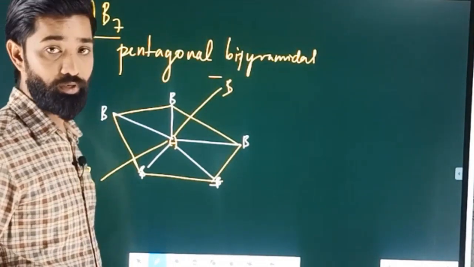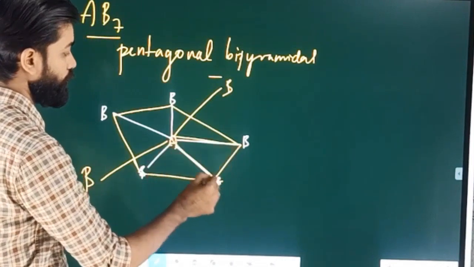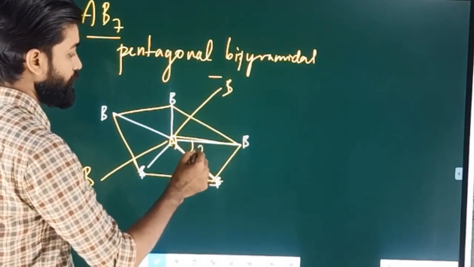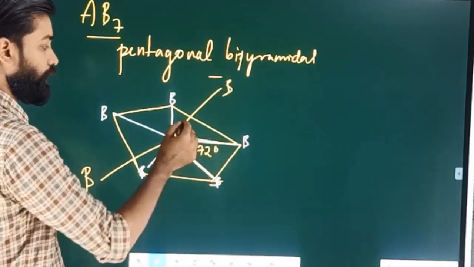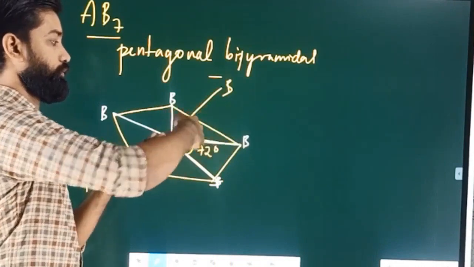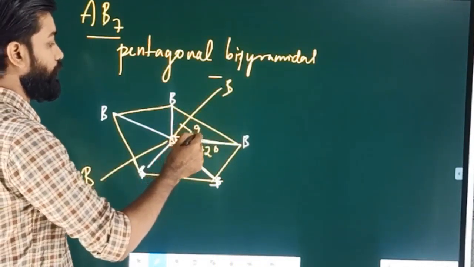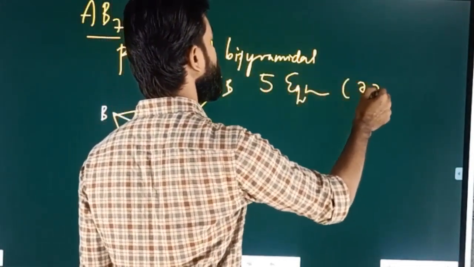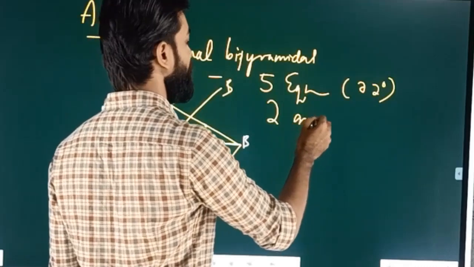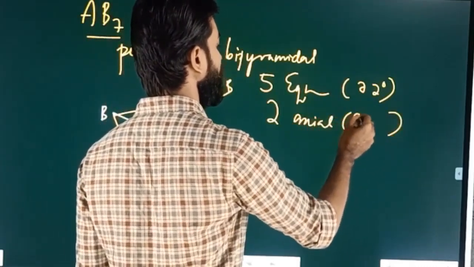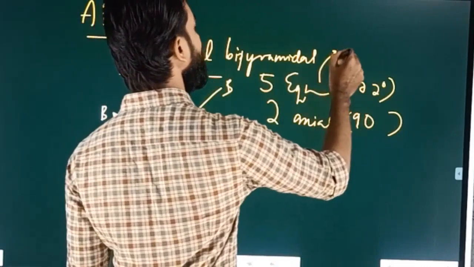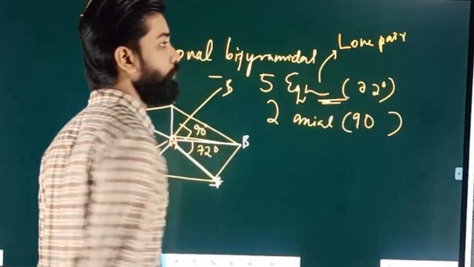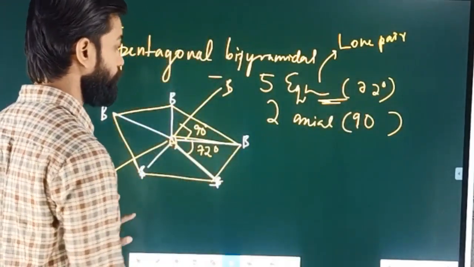Okay, there are also 2 different types of bonds. This bond is called the equatorial bond, and the equatorial bond is at 72 degrees. And this is, as usual, the axial bond. So the axial bond has 90 degrees. So 5 equatorial at 72 degrees, 2 axial at 90 degrees. So a lone pair is introduced at the equatorial position, because the equatorial position has a small difference in bond angle.